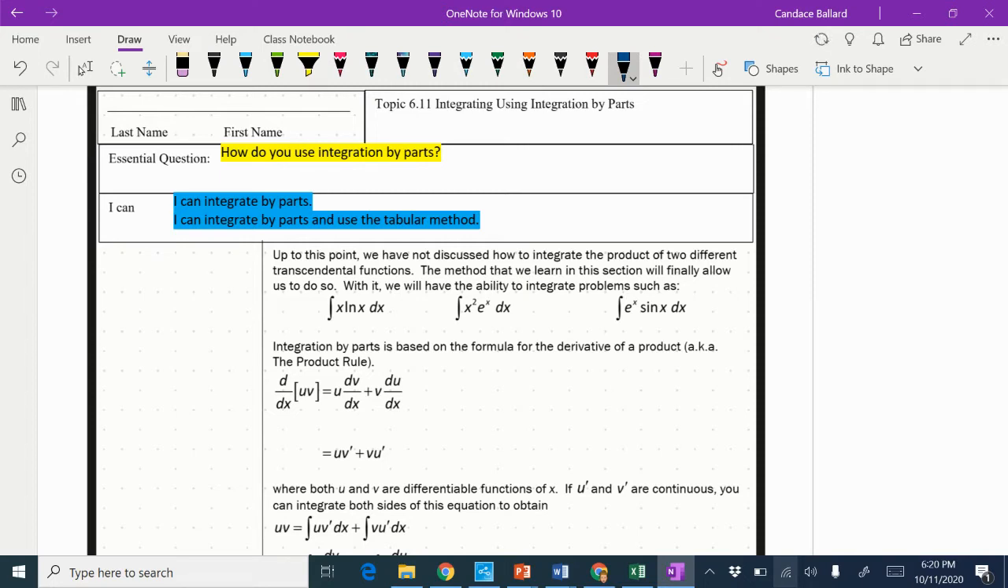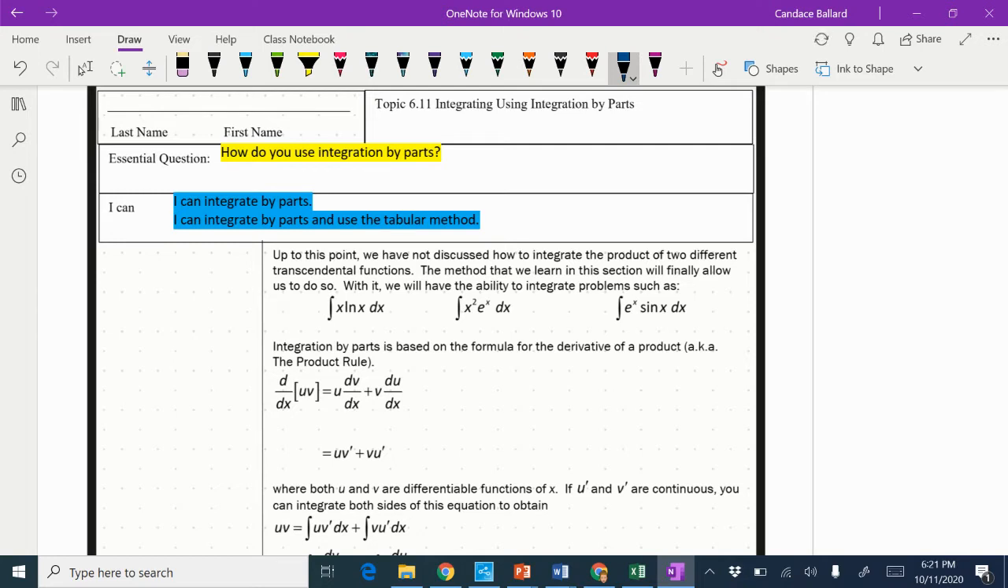So up to this point, we have not discussed how to integrate the product of two different transcendental functions. The method that we learned in this section will finally allow us to do so. With it, we will have the ability to integrate problems such as the integral of x times the natural log of x squared times e to the x dx, and e to the x sine x dx.